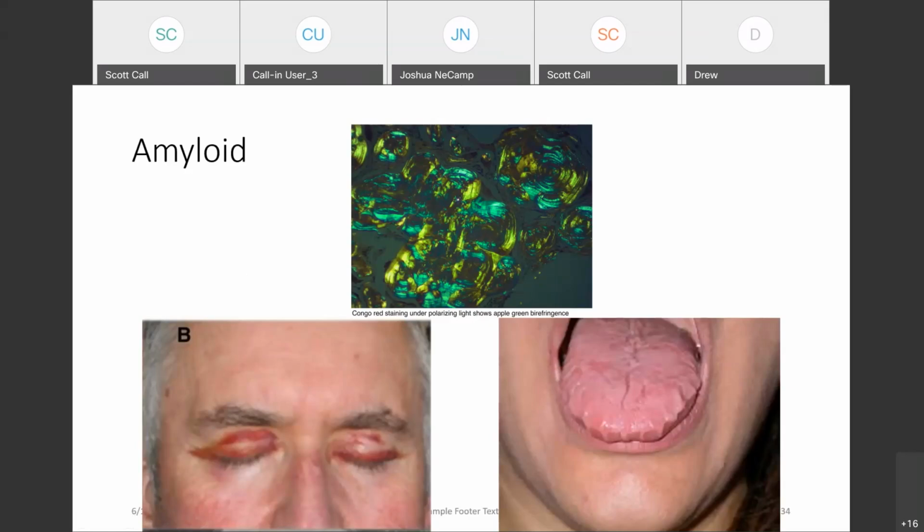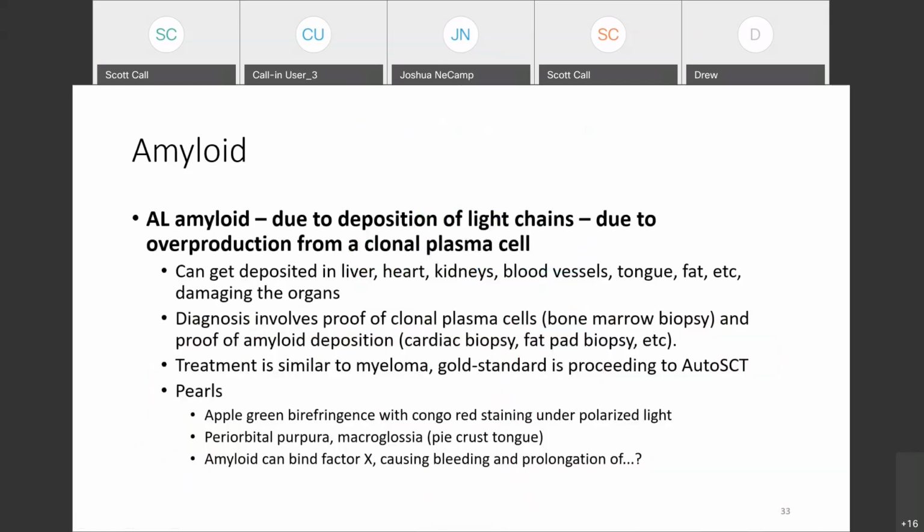So the last thing, again, I don't think you would be tested on this. This is kind of higher level information, but something cool maybe you can keep in your back pocket is that amyloid can cause a bleeding diathesis. It can cause bleeding because it binds specifically factor 10 and pulls it out of the circulation. And so you can get prolongation of both the PT and the PTT. So it will prolong the PTT and the INR because it binds factor 10 and can cause bleeding.